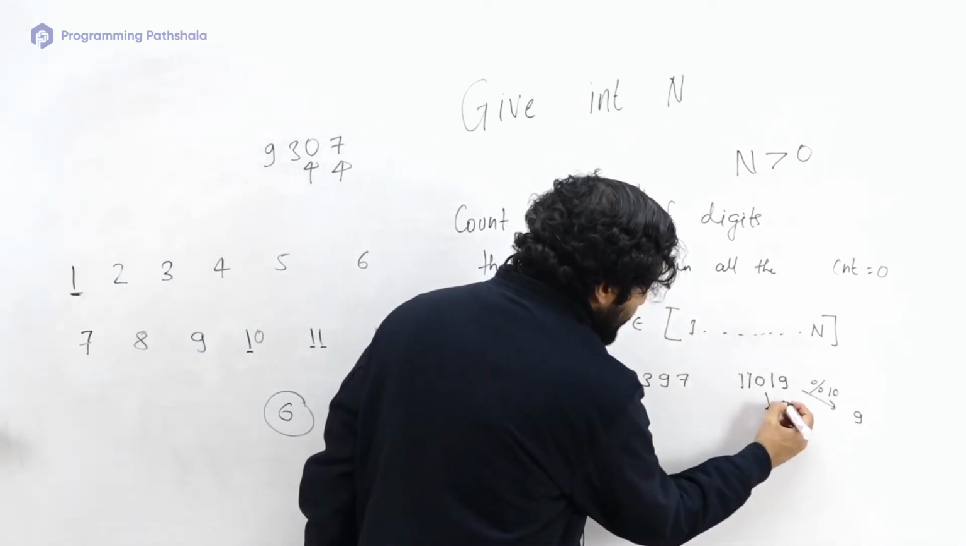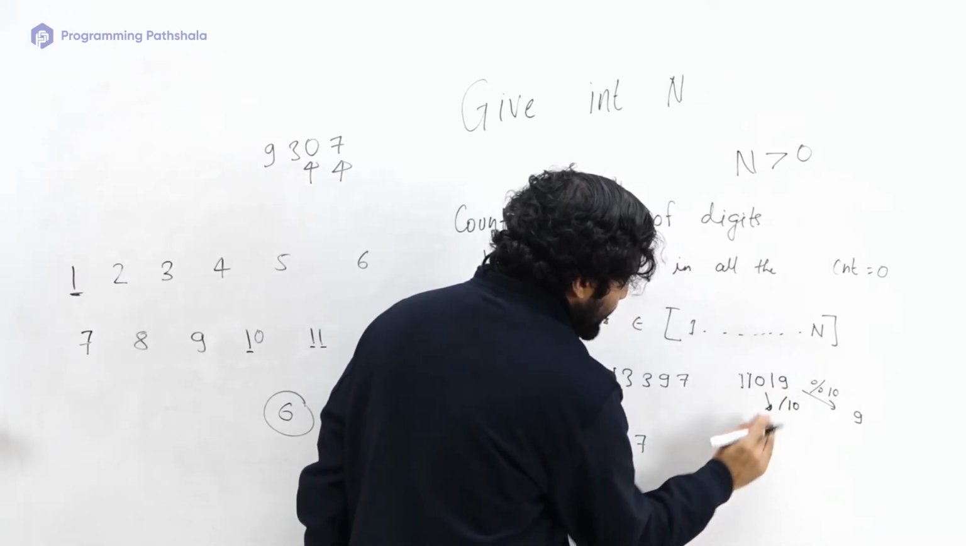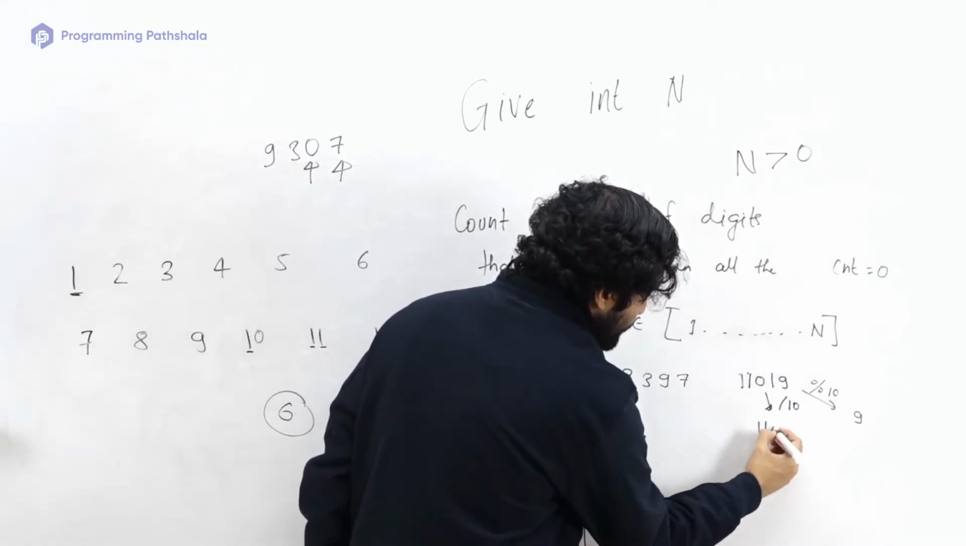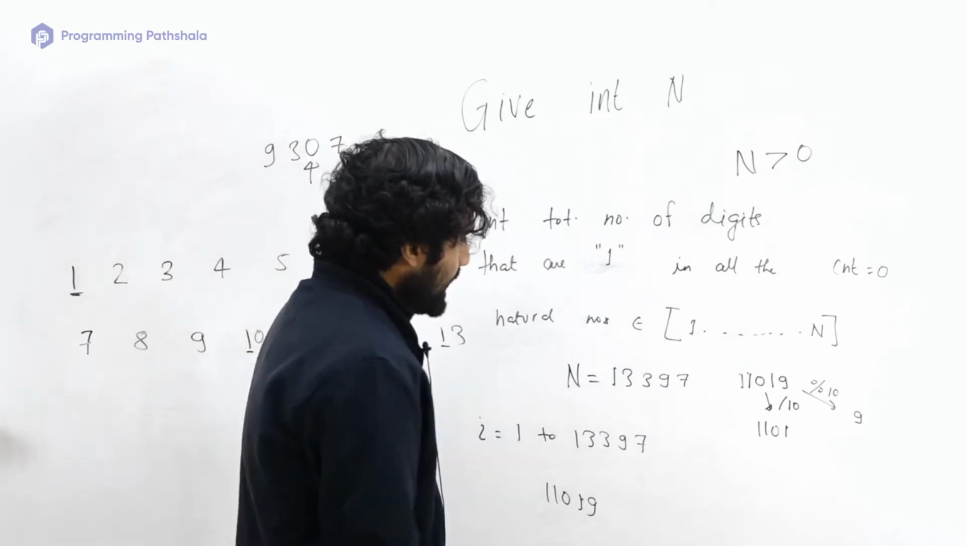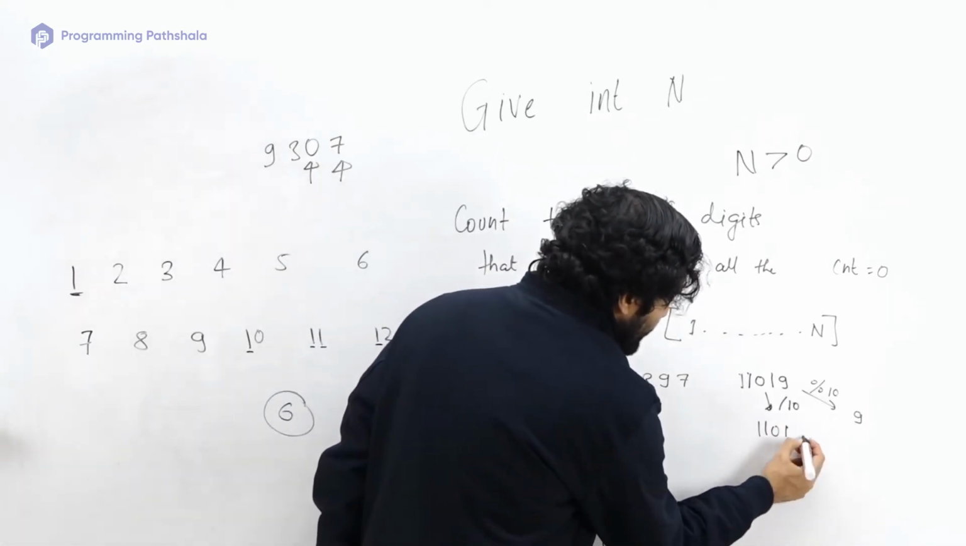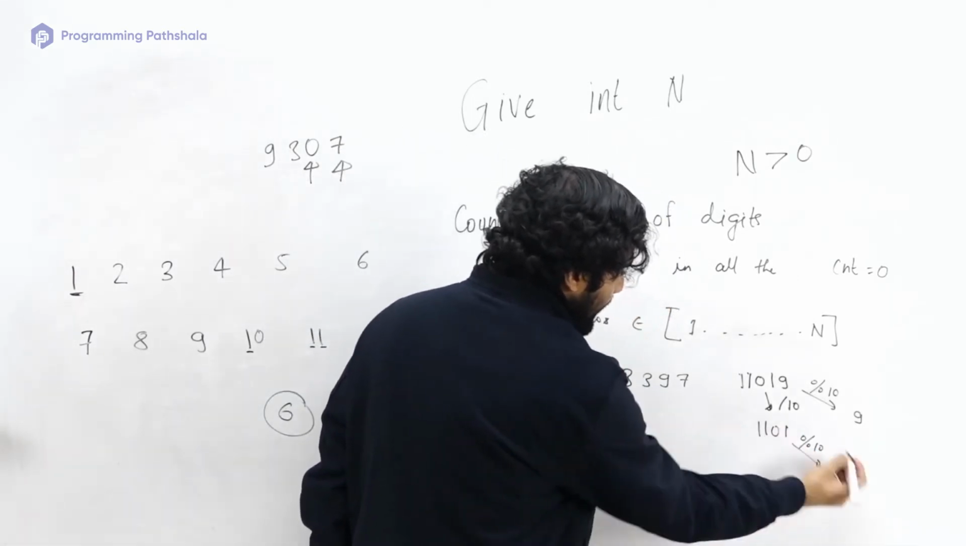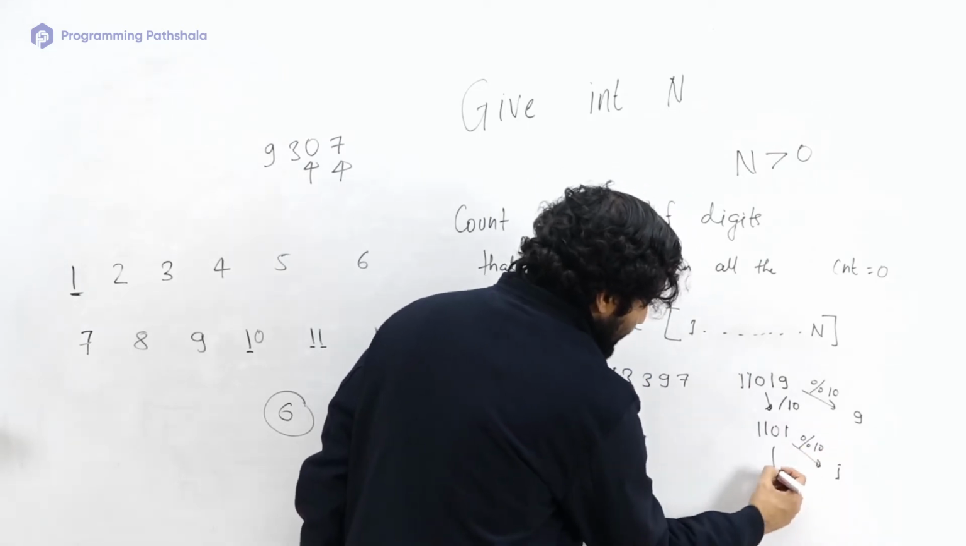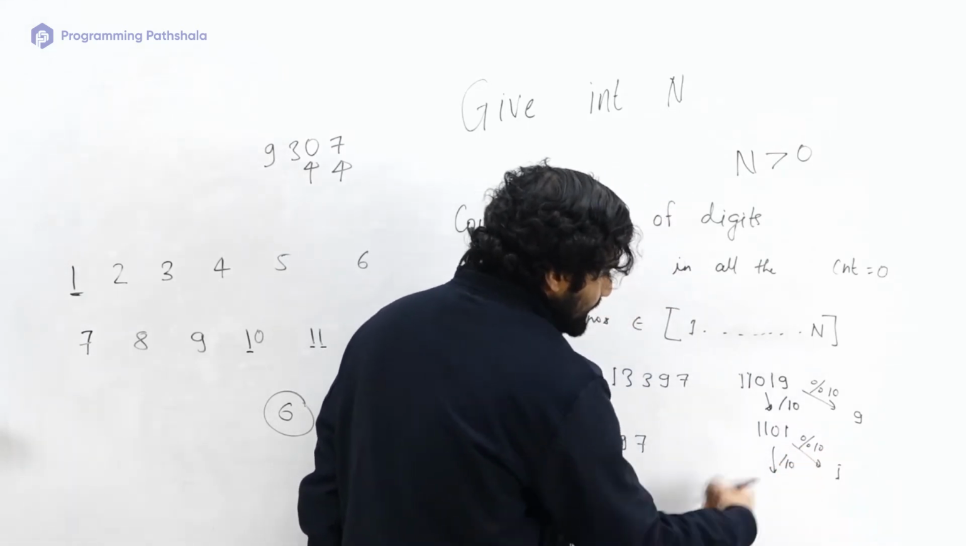And then you will change this number by dividing it by 10. When you divide a number by 10, the last digit goes away. So you have 1101, right? And then again, you can take a mod of this with 10. When you take a mod with 10, again you will get the last digit, and then again you will divide by 10, and then the same thing again.